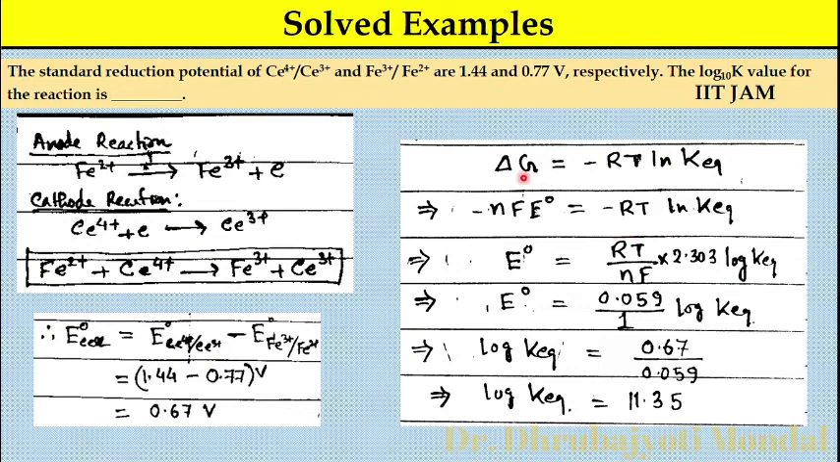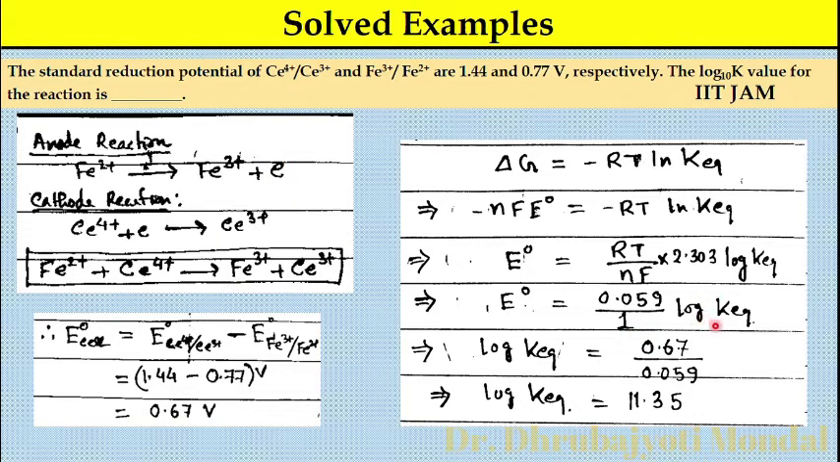Now we know that delta G is equal to minus RT ln K equilibrium, and also we know that delta G is equal to minus nFE0. So minus nFE0 is equal to minus RT ln K equilibrium. So E0 is equal to RT by nF into 2.303 log K equilibrium. So E0 is equal to RT by F, you know the value is equal to 0.059, and n is the number of electrons changed, that is equal to 1.